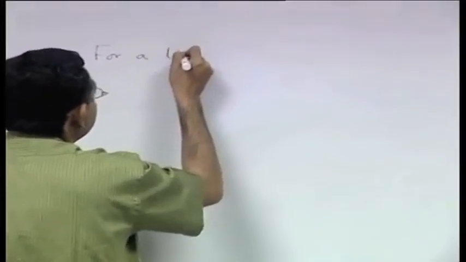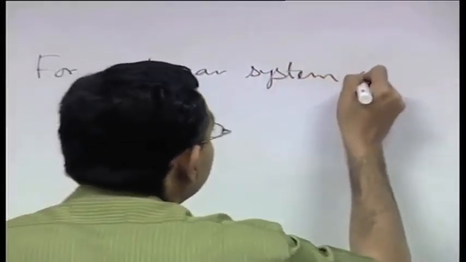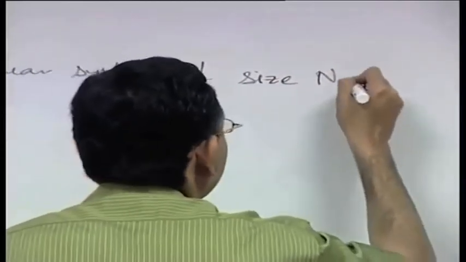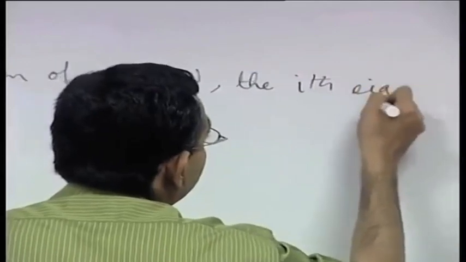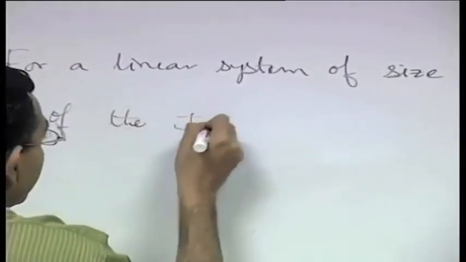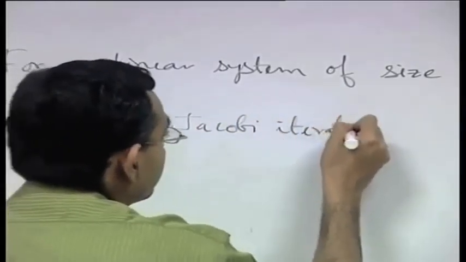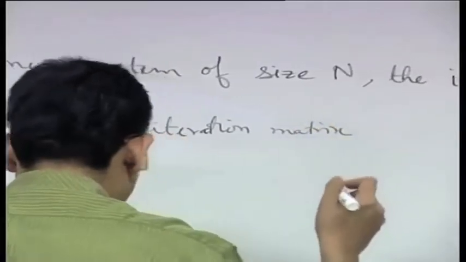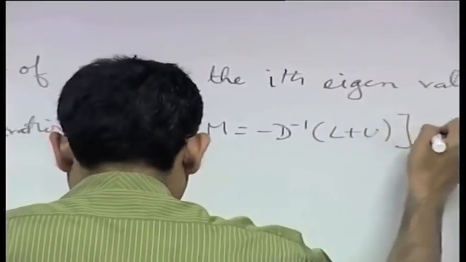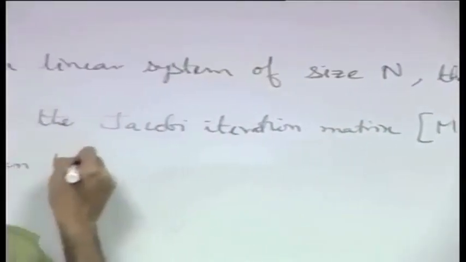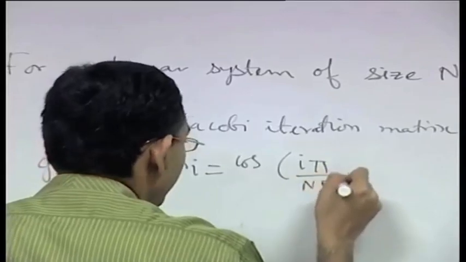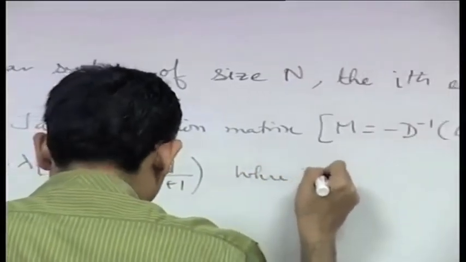For a linear system of size n, the ith eigenvalue of the Jacobi iteration matrix, that is M is equal to minus D inverse L plus U, is given by lambda i is equal to cos i pi by n plus 1, where i is equal to 1, 2 up to n.